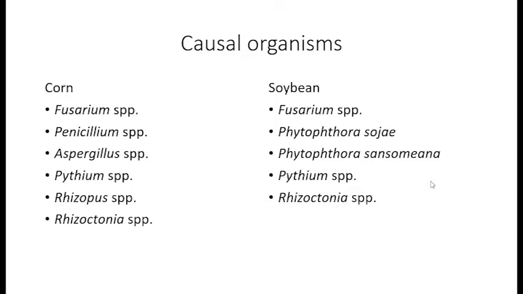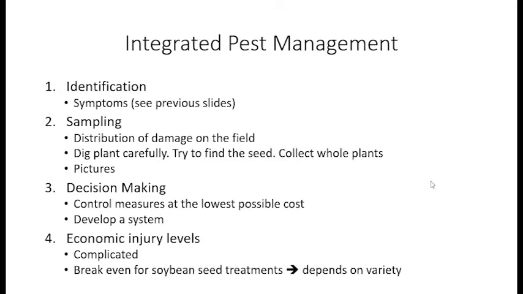For soybean, pretty much the same, except we have to add a few others that are very important, especially Phytophthora sojae, a very important plant pathogen. The Phytophthora is also somewhat related to Pythium. These are water molds. They really like wet conditions. And a big issue with soybeans and corn. And also Rhizoctonia, right? So almost all of the most important pathogens can cause disease on both corn and soybeans. So what do we do about them?